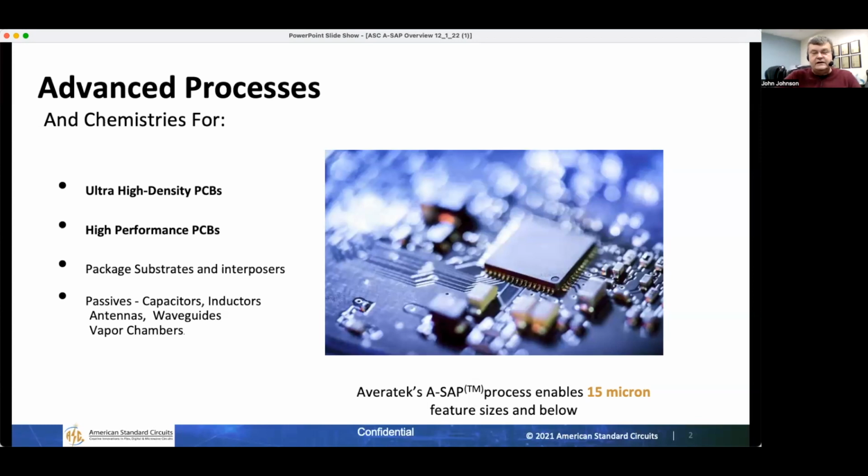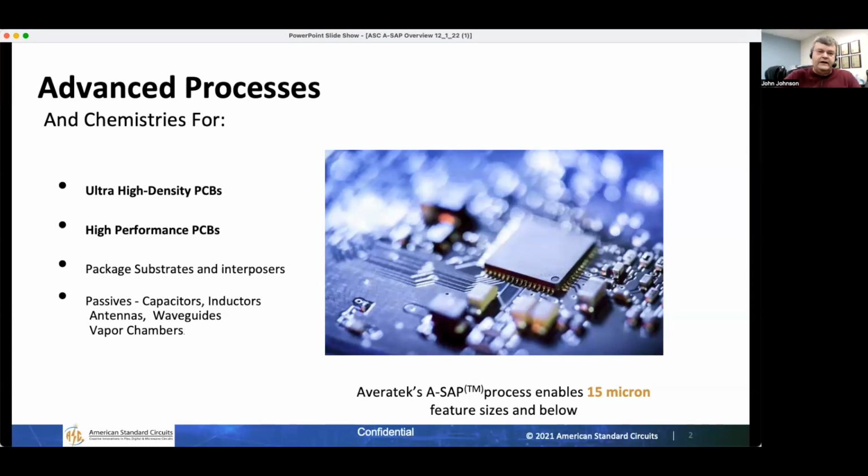Package substrates and interposers. If you look at that technology, there are a lot of buzzwords floating around out there right now in the US, because they're bringing back this technology here to allow for supply to critical industries, defense, aerospace, where we're not so dependent on the Far East. But it requires traces that are going to be sub 25 micron, sub 1 mil. So this chemistry will work well for that.